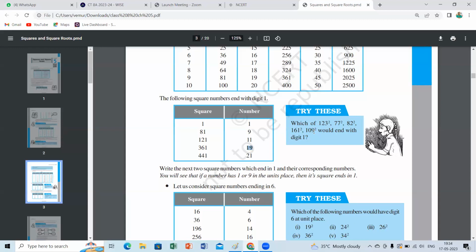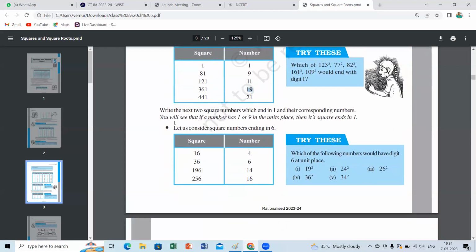Why? Because for 1 and 9 only the units place digit is 1. That is it, children. If a number has 1 or 9 in its units place, then the square ends with 1. Go with the numbers 4, 6, 14, 16. That means 4 and 6. A number that ends with 4 and 6, the square number ends with 6 only. It is 6 only.